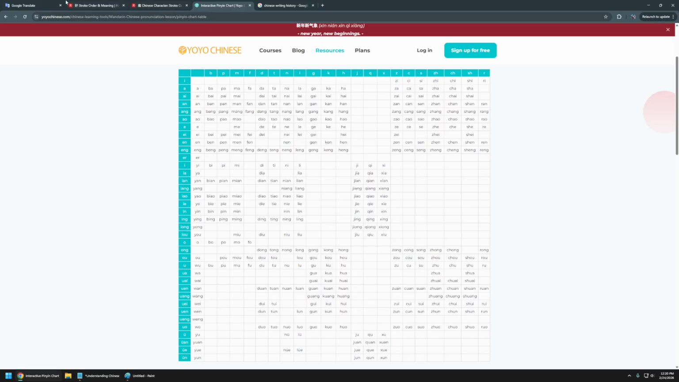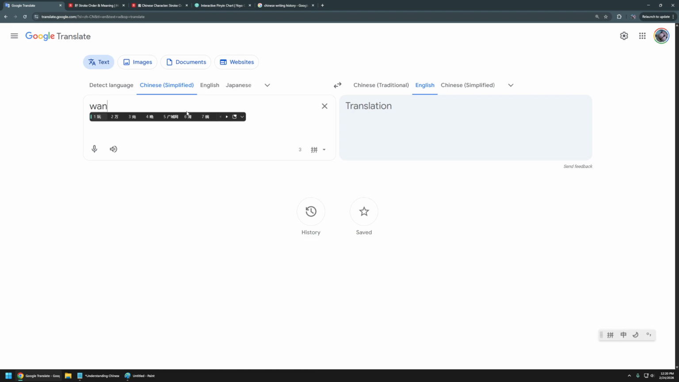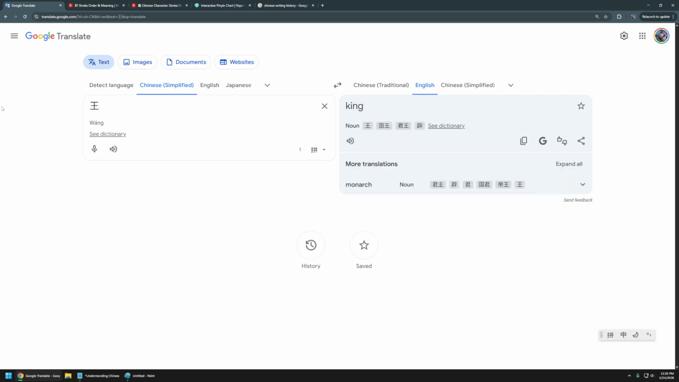So let's look at this as an example. You can see here, if you use Google Translate, it writes the actual pinyin. The official way of writing pinyin would include the tone marker. You can see here the tone marker usually goes on, I think, the leftmost vowel. You can see this one has the second tone there.